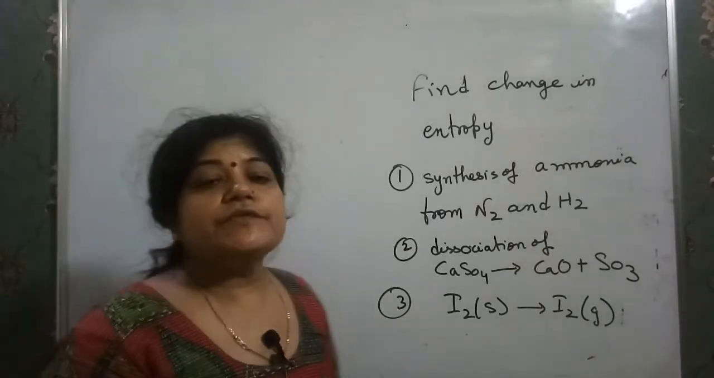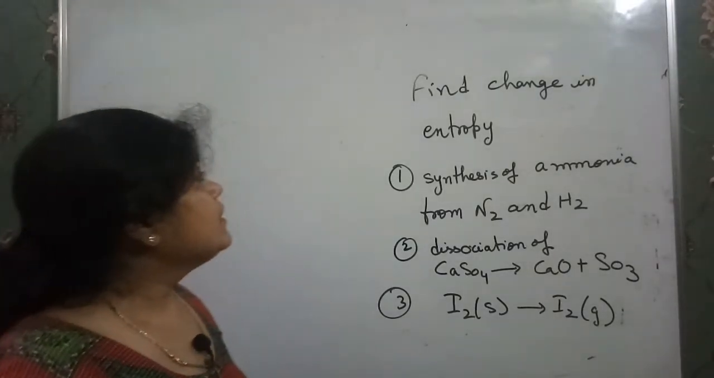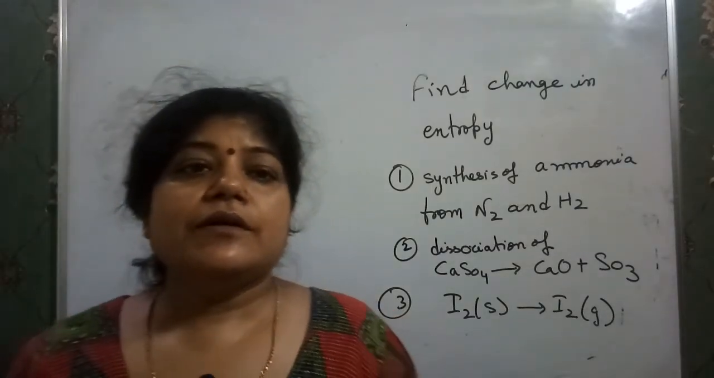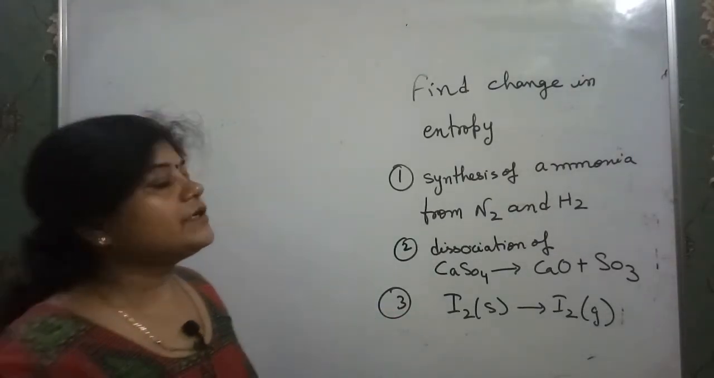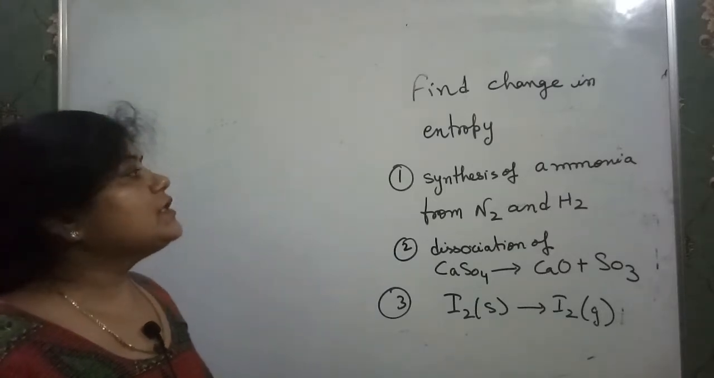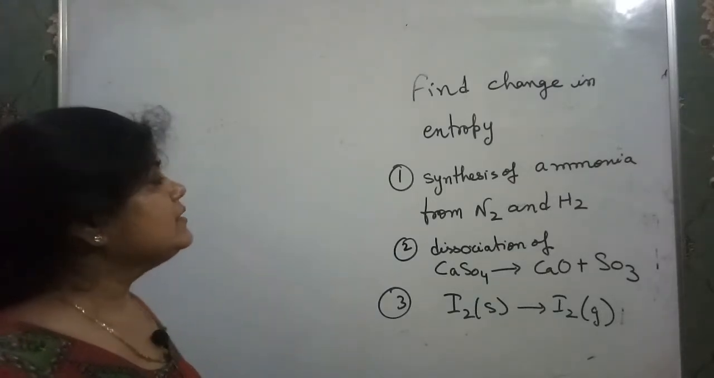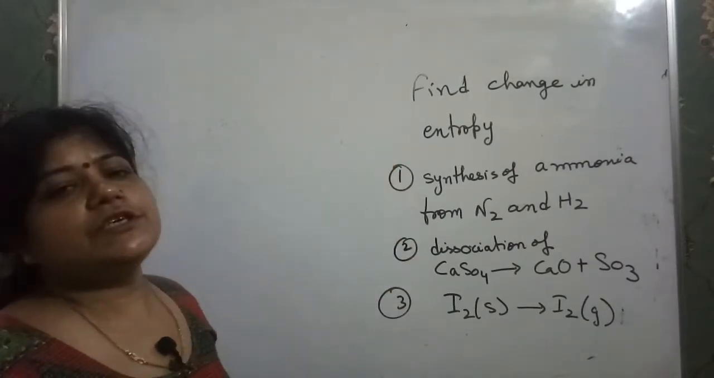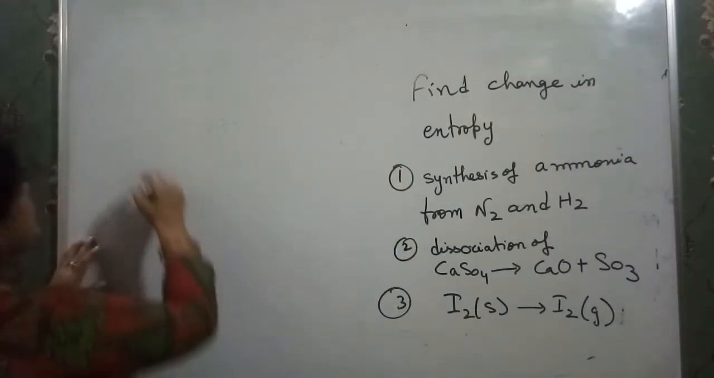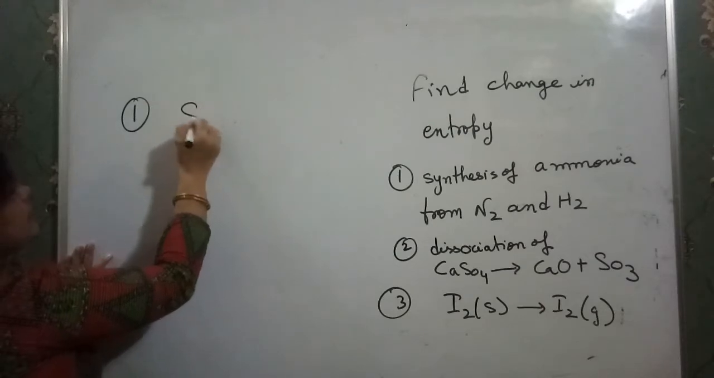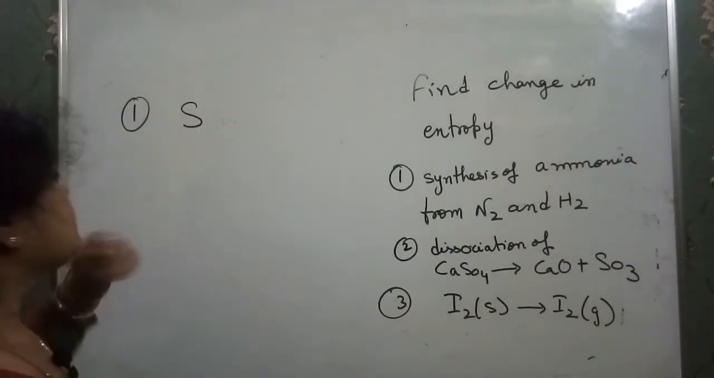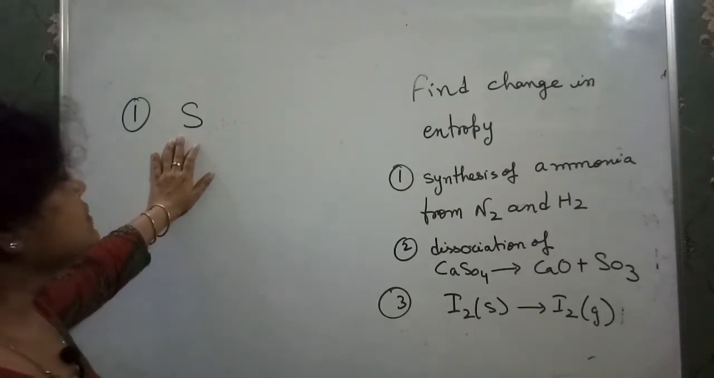Now the next question which I am going to take is on the topic entropy. As we know that entropy is the degree of randomness, that is, the degree of possibilities in which the molecules can move in the system. Now there are three cases and we have to find the change in entropy. For entropy we have different formulas. It is denoted by delta S, and entropy is always positive for the system.